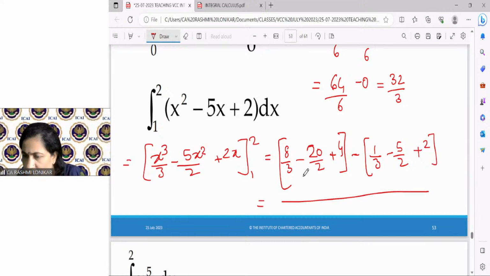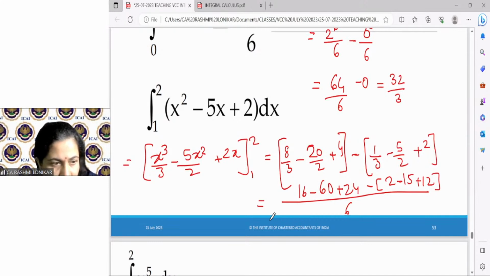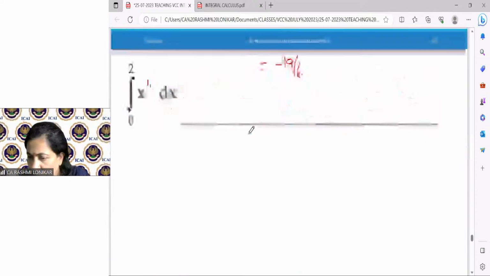LCM is 6. This is 16 minus 60 plus 24 minus 2 minus 15 plus 12. And I should solve and I will get the answer. What is the answer for here? It gives you minus 19 upon 6. Okay. That should give you this value.